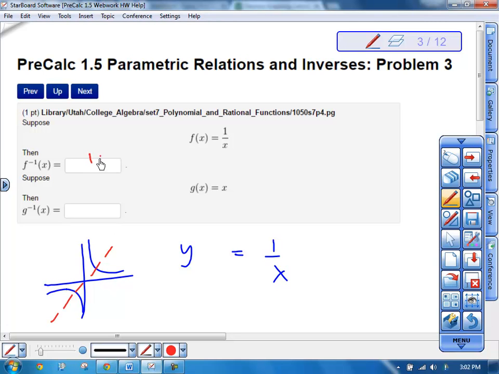So you'd say the same thing, 1 over x. And the same thing for this one. When you have the line y equals x, which is this green line, when you reflect it over the line y equals x, you obviously get the same line back. So when you do the inverse of this one, you still get x.